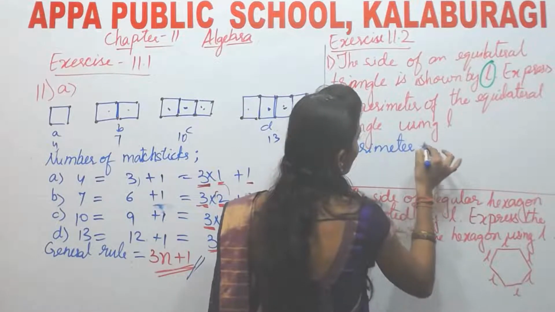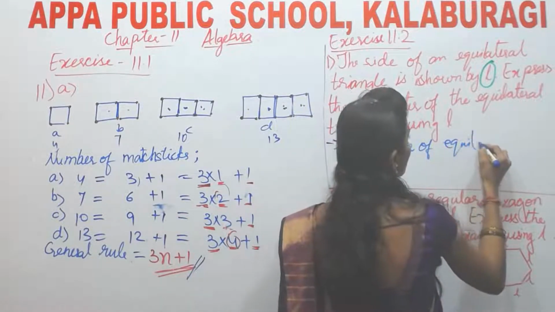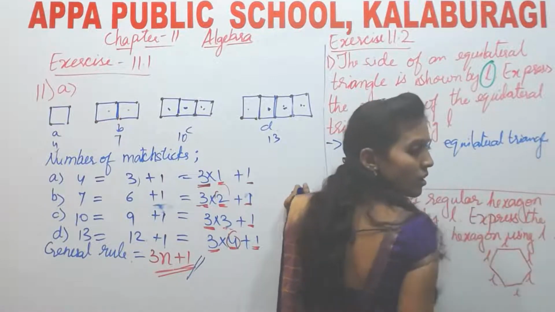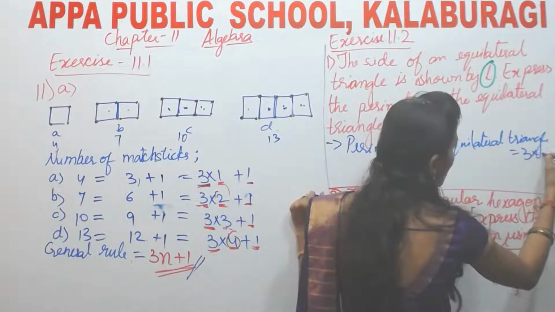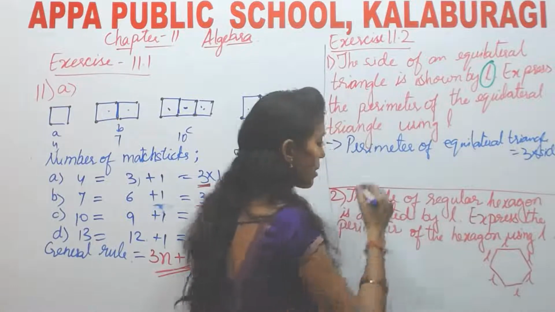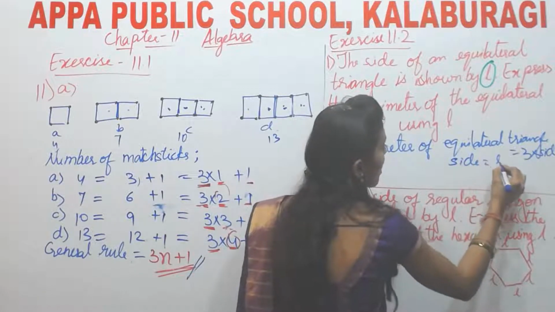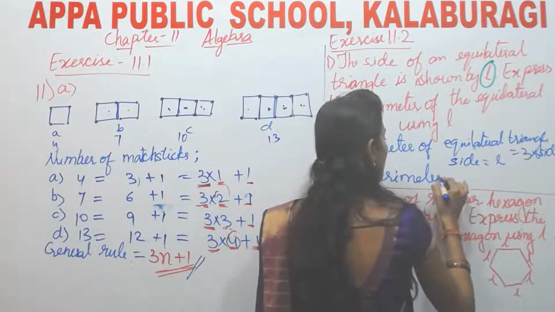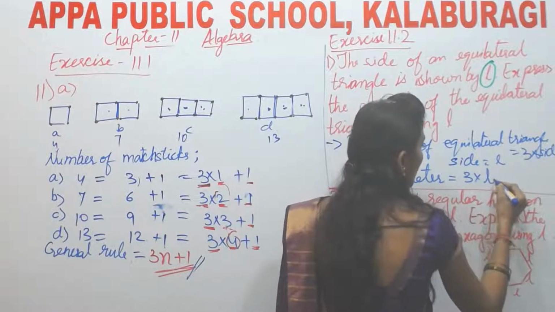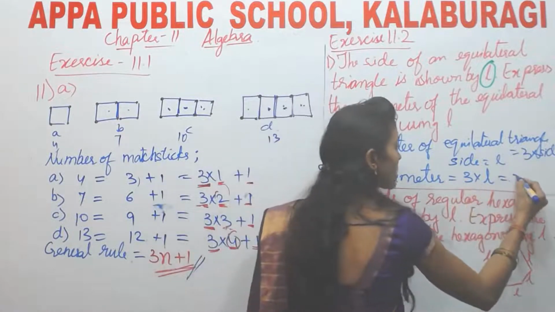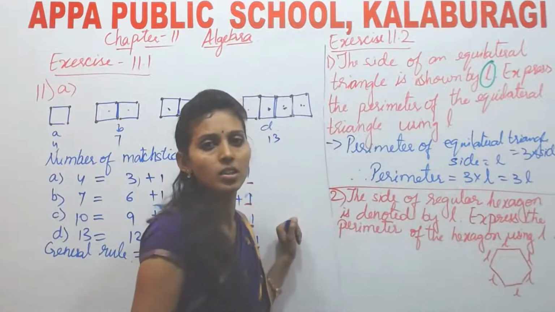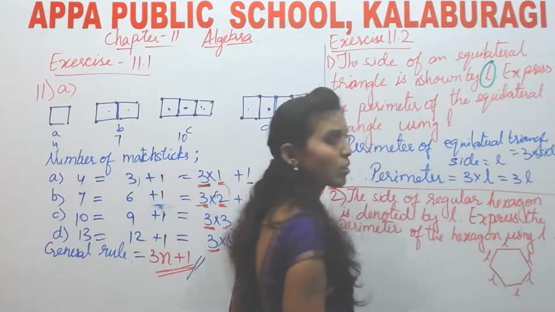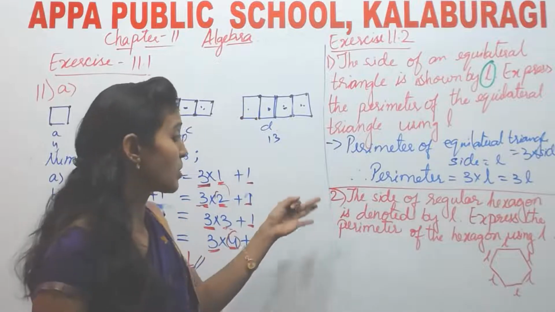Perimeter of equilateral triangle is equal to 3 times the side, right? But side is given as L, right? So therefore, perimeter equals 3 times L. This is nothing but you can even write it as 3L, right? So easy. What we did, nothing. Side is given as L, substituted over. Right?